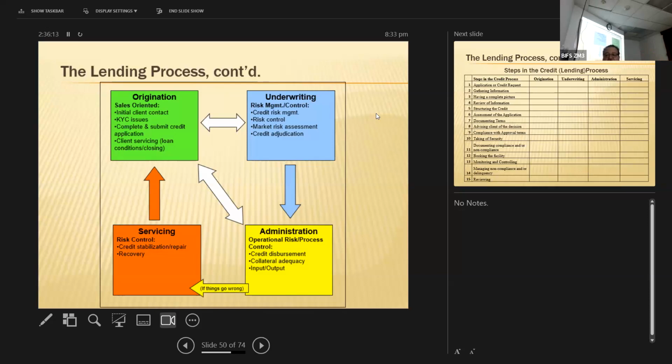Any questions? We'll end there because there's a chart, and we'll go through and complete that chart on Thursday. But there you have it: origination, underwriting, administration, and loan servicing.